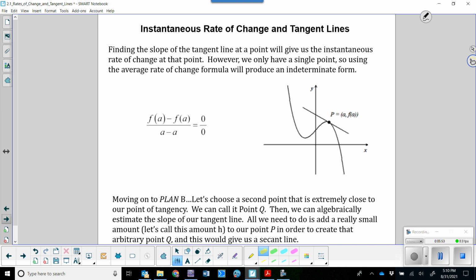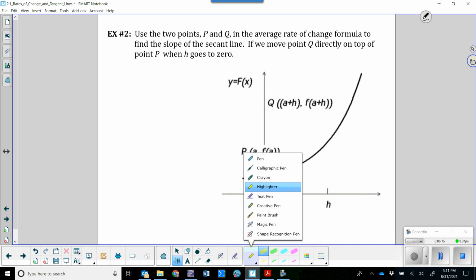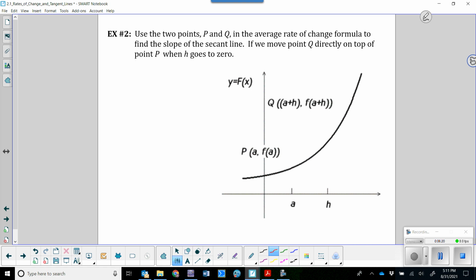Well, we can't just do the tangent line by saying, okay, we'll do f of a minus f of a over a minus a. Well, we would get 0 over 0, and you can't actually say that. You should never write equals 0 over 0. So we can't do that. So what we're going to do is change our method here. Instead of putting the points right next to each other, we can't do the same point.